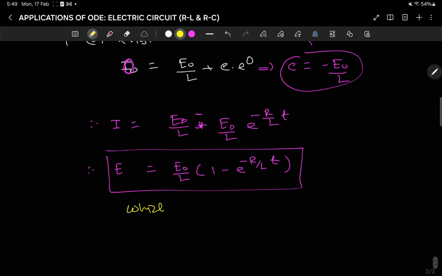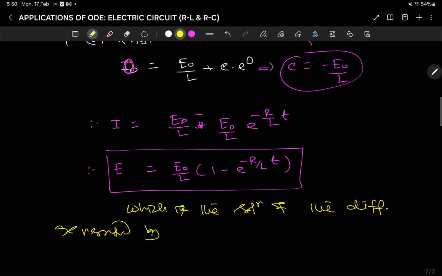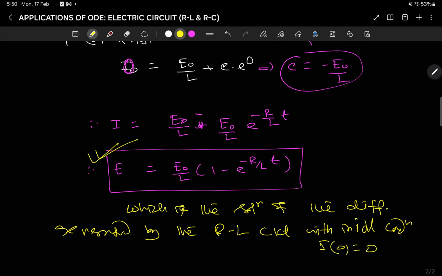Which is the solution of the differential equation generated by the RL circuit with initial condition I0 is equal to 0. So we may directly write it if it is a short question. If it is a long question, then we should write the details.